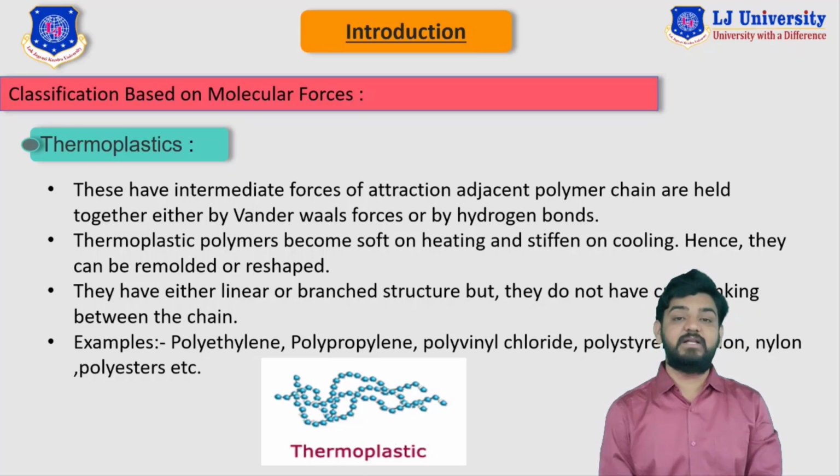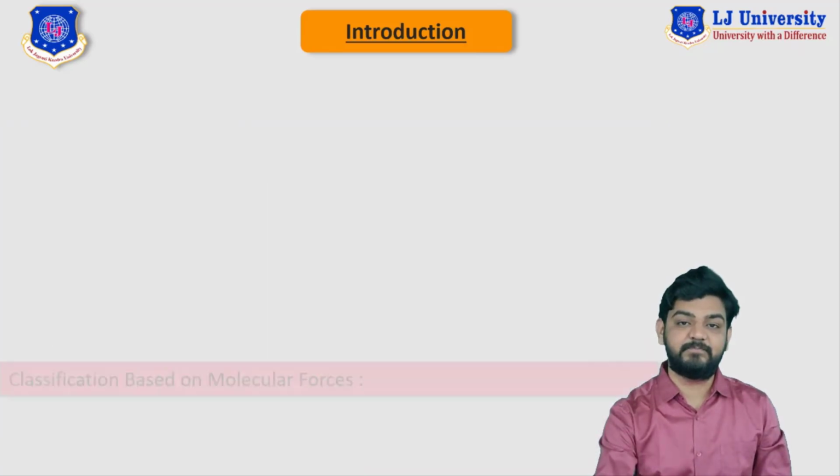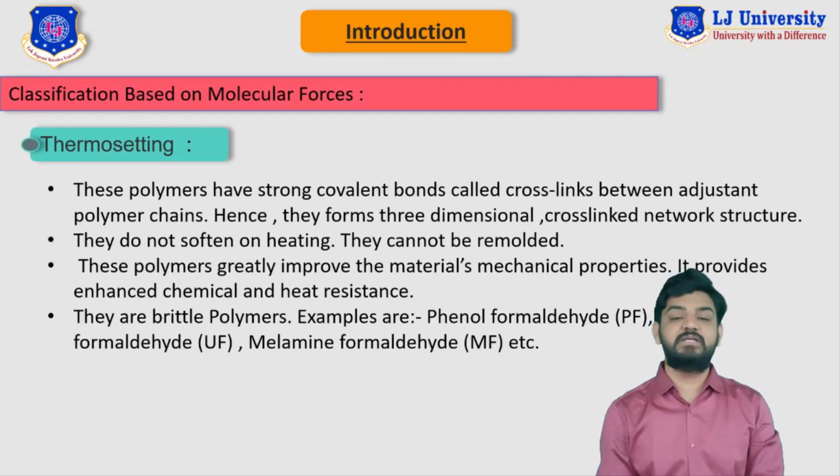Now, having said that, let's move to the last category of the polymer based on the molecular force, and that is thermosetting polymers. Well, you can see on the screen, these thermosetting polymers have very strong covalent bonds and they are cross-linked. So, because of this strong covalent bond, it is not easy to break the bond, so they will not have thermoplastic properties. So, it is not easy to remold or reshape this type of polymer. The thermosetting polymers have a three-dimensional structure which is connected with a cross-linked network.